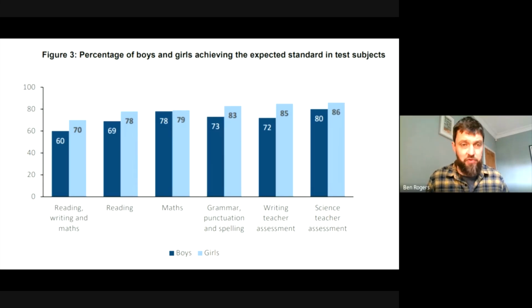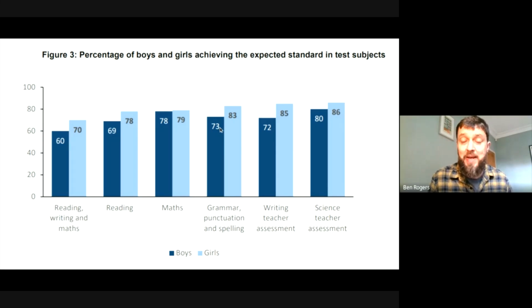I've got here the SATs results from 2019. You can see that to get all of them expected, so reading, writing and maths, 70% of girls got it, 60% of boys. Reading, 78% of girls get the reading. I'm going to show you some reading papers in a moment, but only 70% of boys. Maths is more or less equal. But again, look at that.